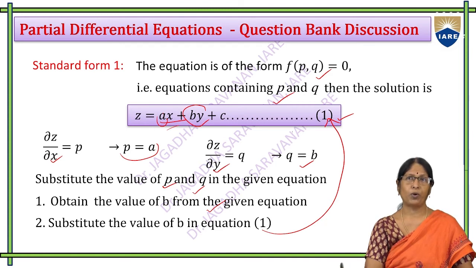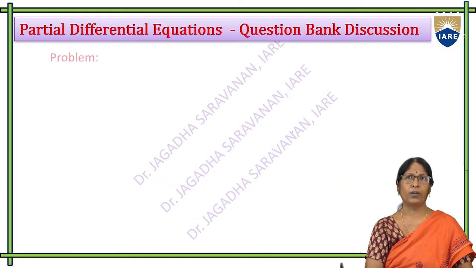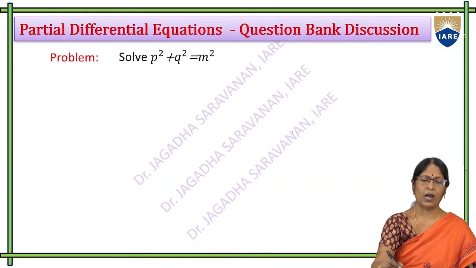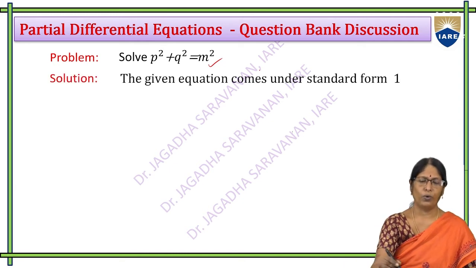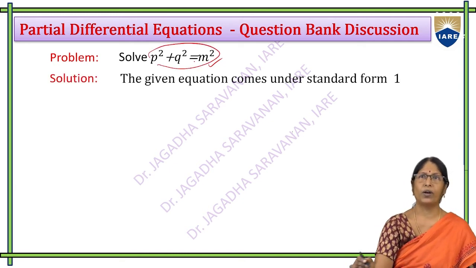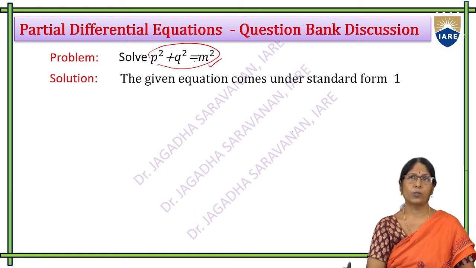While solving the problem, these steps are to be followed. Just a question bank problem, which is how to solve it, we can discuss now. Looking at this question, P and Q are there. So it only has P and Q. M is treated as a constant.